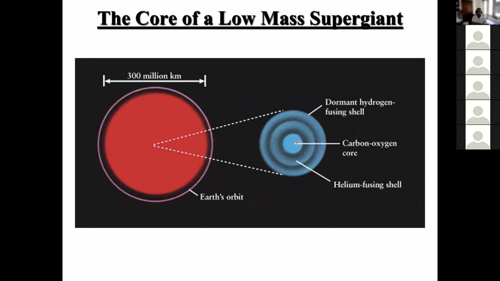So you have a carbon-oxygen core at the center, mostly carbon, but you can have a little bit of oxygen as well. And then you have a huge helium fusion shell right here. And then you have the hydrogen fusion shell outside of that, right? And that is how a star looks in this supergiant state.